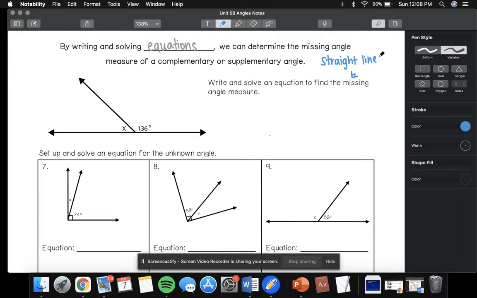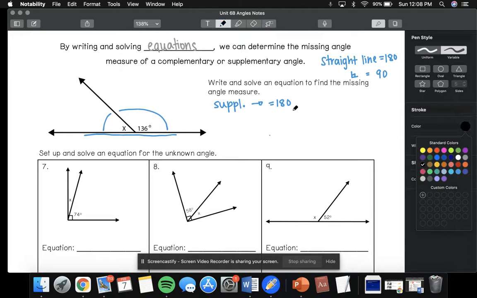A straight line means it's going to be supplementary. And if I see a little box, I know that it has to be a complementary angle. So right here, I see a straight line. What I mean by straight line is, at the bottom, I notice that angle X and 136 create that straight line together. So we would say that these are supplementary, which means together they have to equal 180.